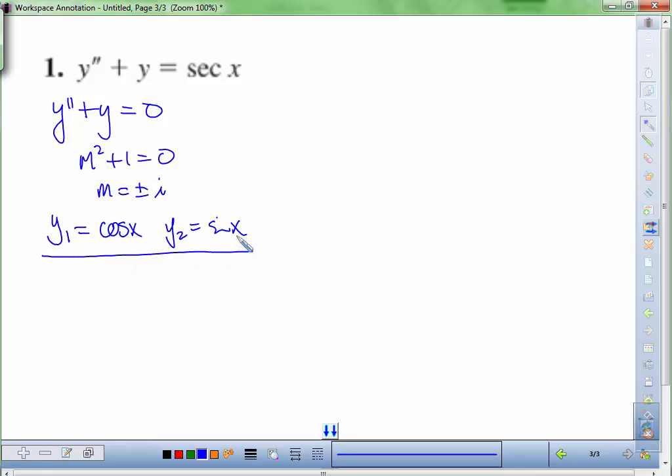All right, so from here we're going to do 3 things. First, we're going to find the Wronskian of these 2 functions. So we'll put them here, cosine x, sine x. The order of this is going to be kind of important because when you define your W1 and your W2, it's going to be important to place them appropriately.